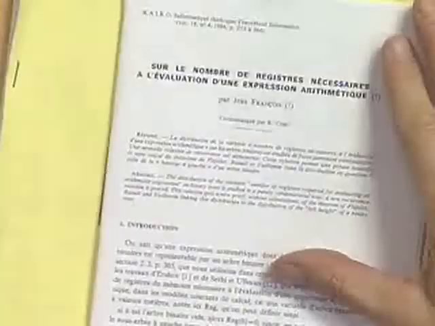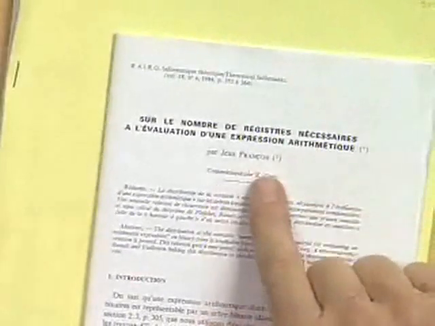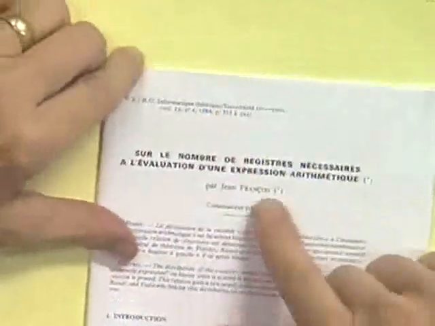Okay, now that's only one part of the story. Why do I call this three Catalan bijections? Well, there was another man who was working on the problem, Jean Francon. This is 1984.